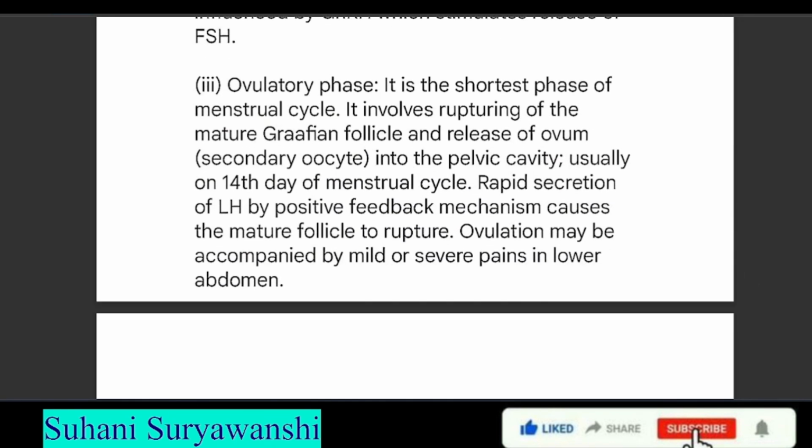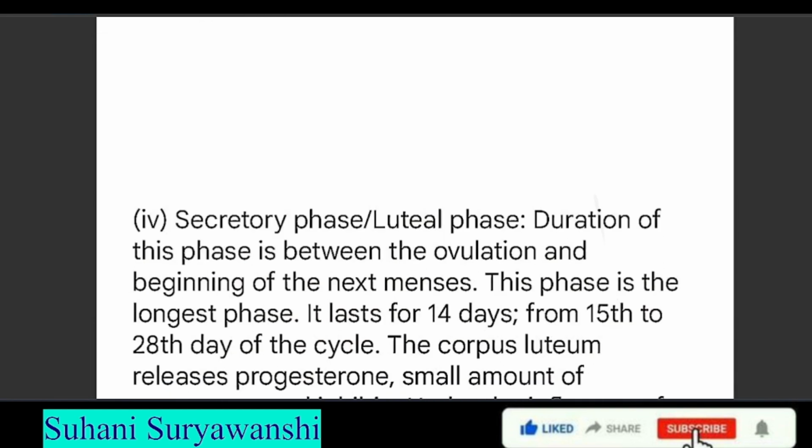Ovulatory phase. It is the shortest phase of menstrual cycle. It involves rupturing of mature Graafian follicles and release of ovum, that is secondary oocyte, into the pelvic cavity, usually on the 14th day of menstrual cycle. Rapid secretion of LH by positive feedback mechanism causes the mature follicles to rupture. Ovulation may be accompanied by mild or severe pains in lower abdomen.